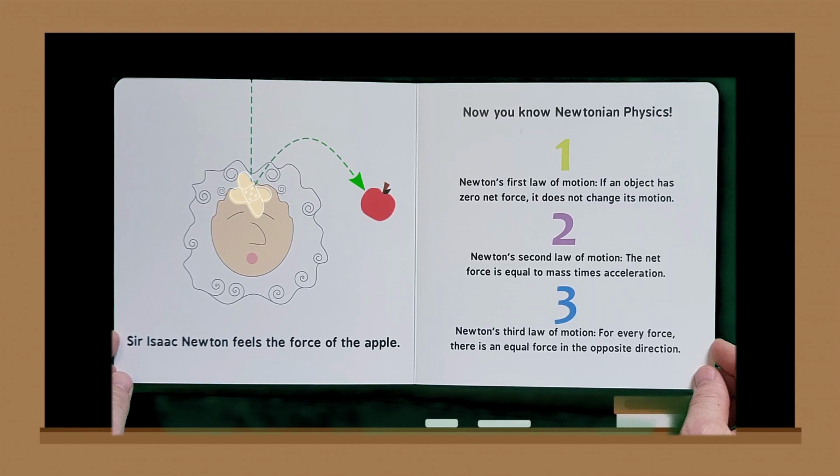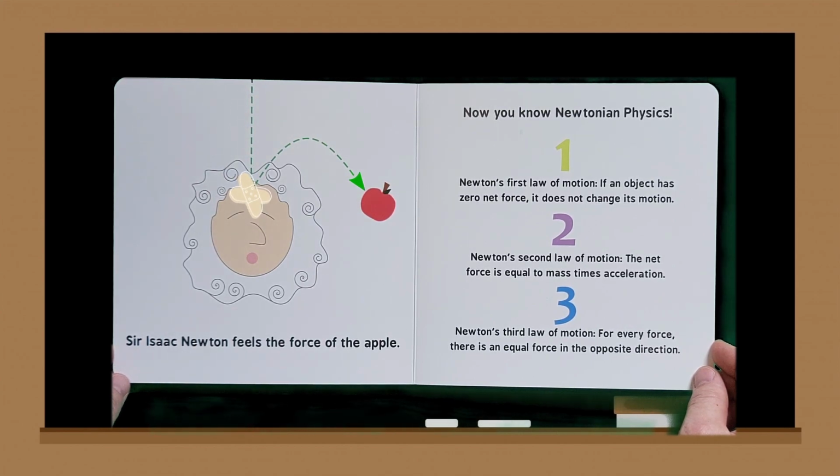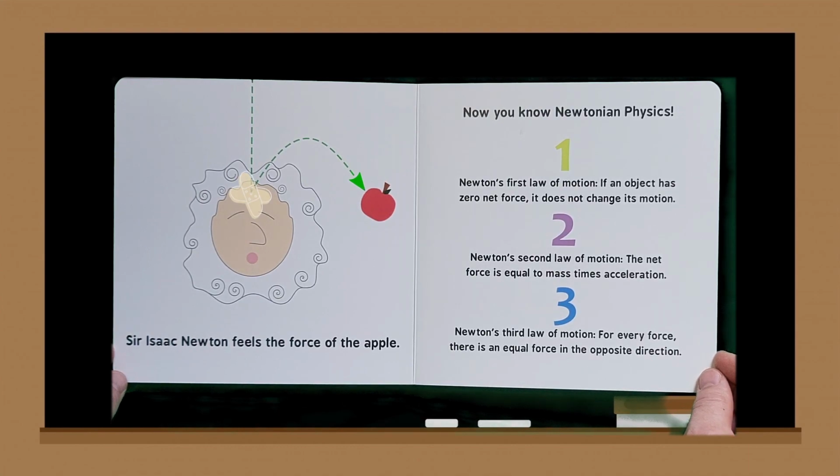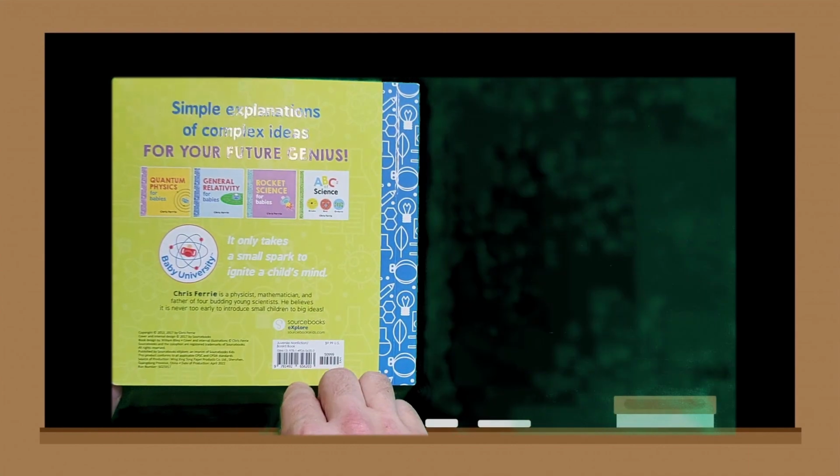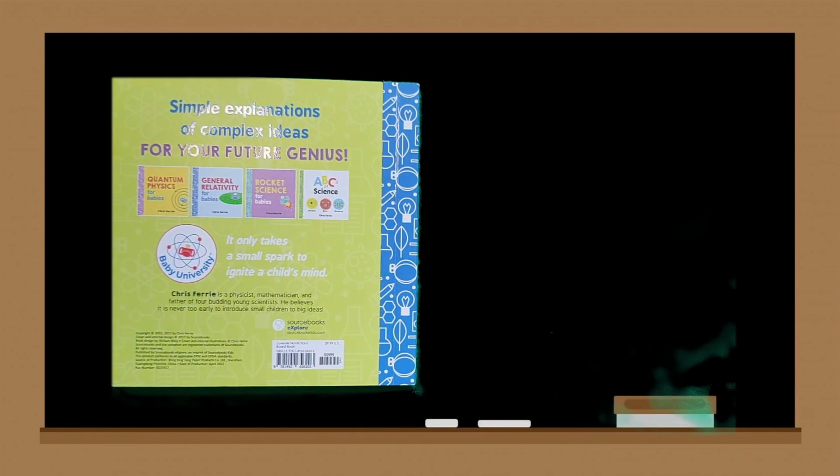Newton's first law of motion: if an object has zero net force, it does not change its motion. Newton's second law of motion: the net force is equal to mass times acceleration. And Newton's third law of motion: for every force, there is an equal force in the opposite direction. What a great book! Now on to the next.